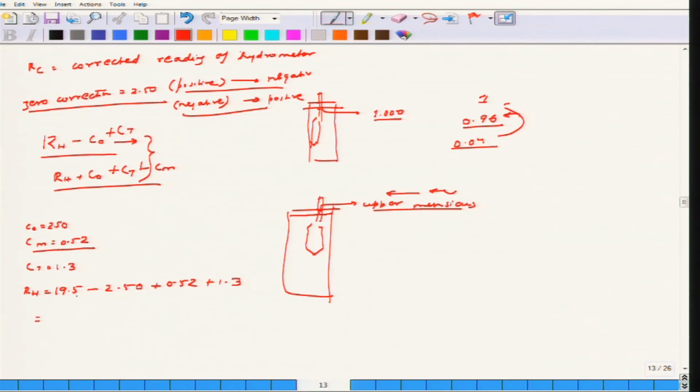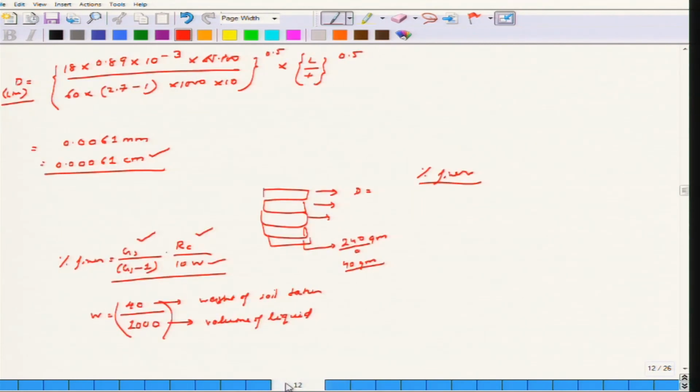Adding all these three things, it comes out to be 18.82. That is the corrected hydrometer reading. Initially your hydrometer reading was 19.5, but now your corrected hydrometer reading has turned out to be 18.82. This 18.82 you are supposed to use in the percentage finer. So now you know that 18.82 is the value that goes into the percentage finer.